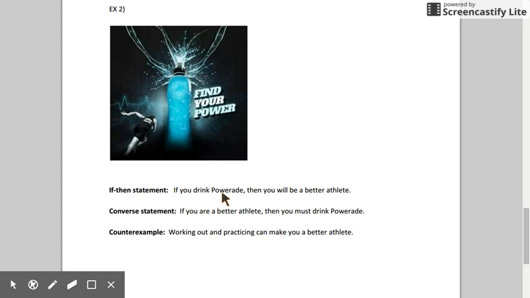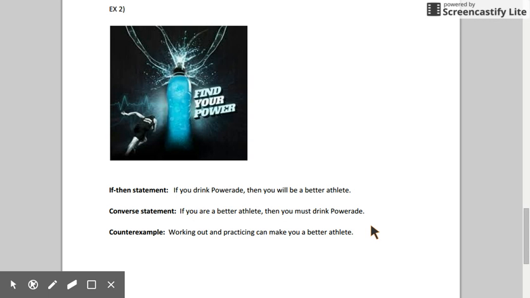Let's take that condition or hypothesis, drinking Powerade, and the conclusion that you'll be a better athlete, and swap them out for the converse statement. If you are a better athlete, then you must be drinking Powerade. Is that necessarily true? Well, hopefully not. The better idea would be that you work out or you practice to make yourself a better athlete.